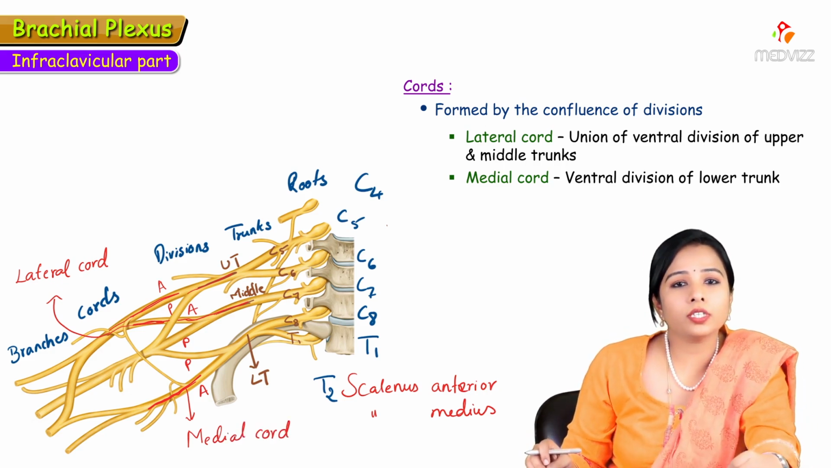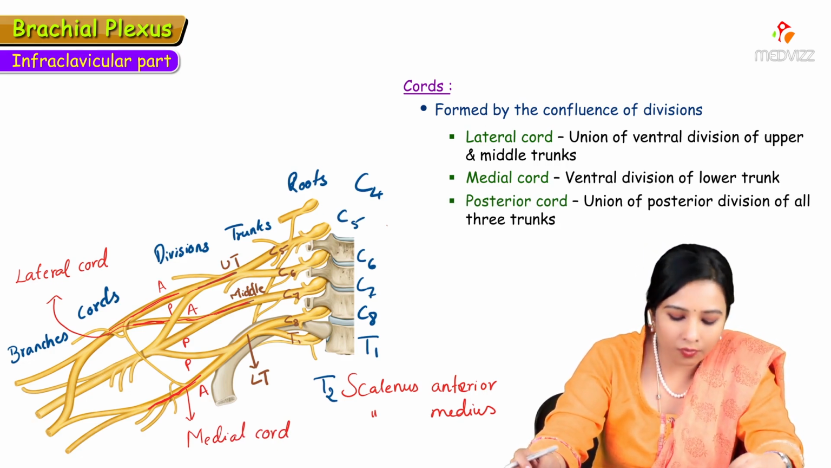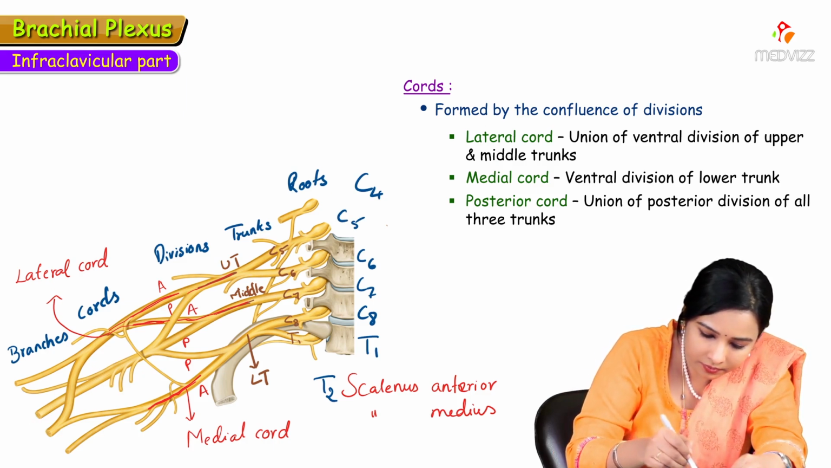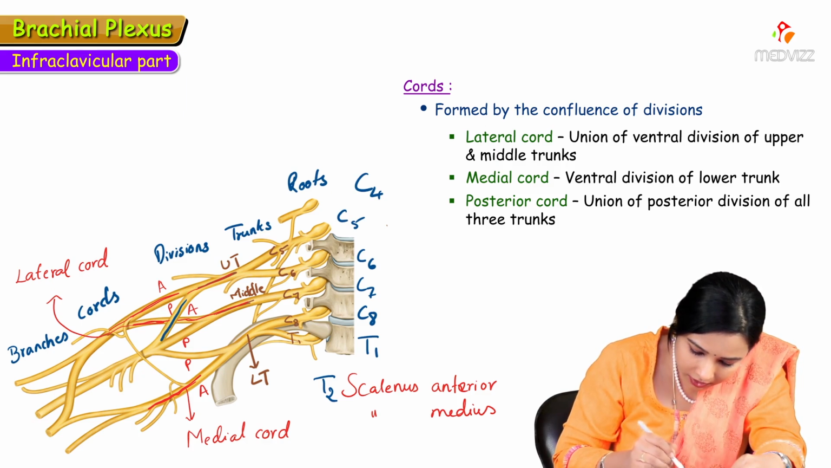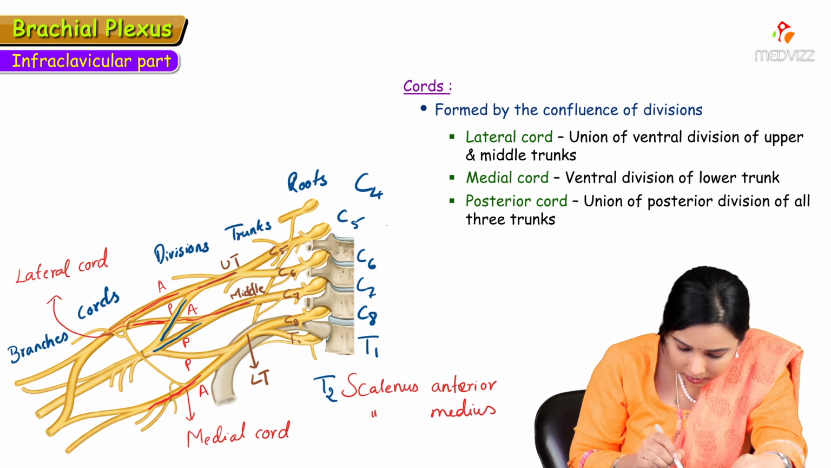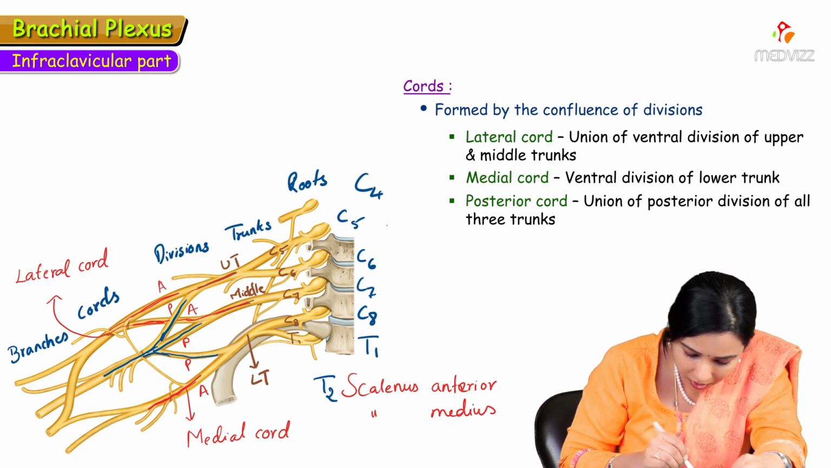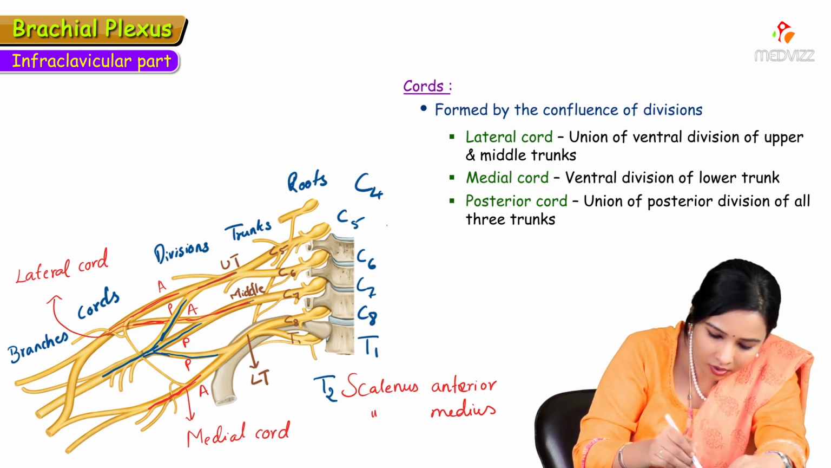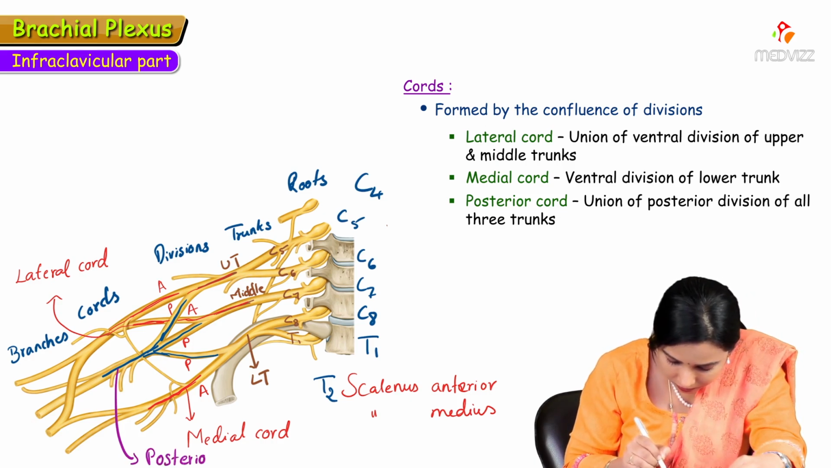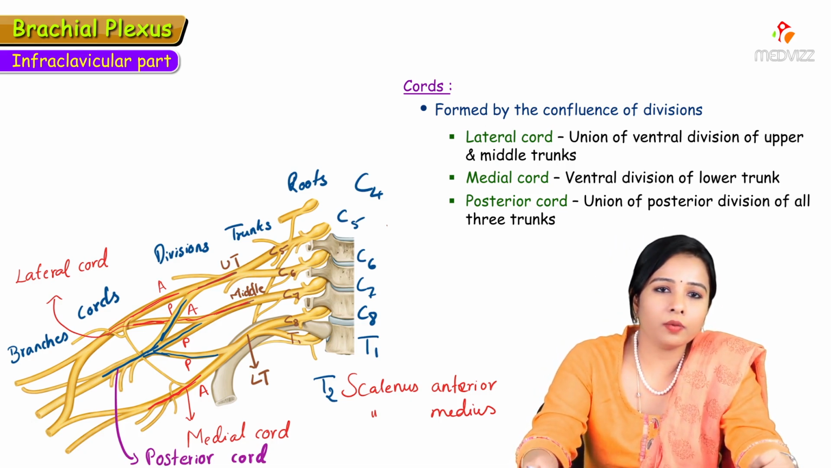And next about the posterior chord. Posterior chord is formed by the union of posterior divisions of all the trunks. So you can see the posterior divisions. So this is the posterior division of first, posterior division of second, that is the middle trunk, posterior division of lower trunk. All join to form here one chord. So this chord is the posterior chord. So these are the three chords of brachial plexus.